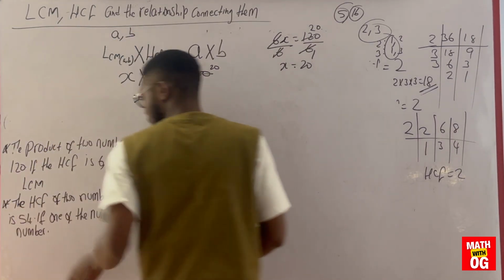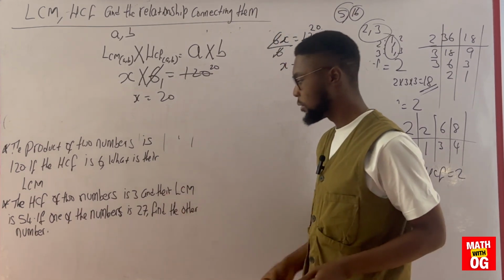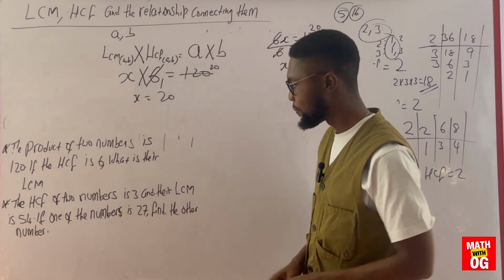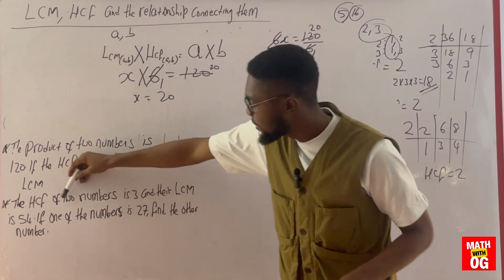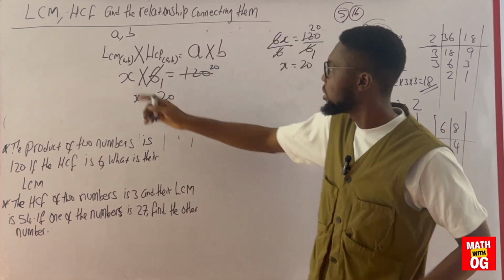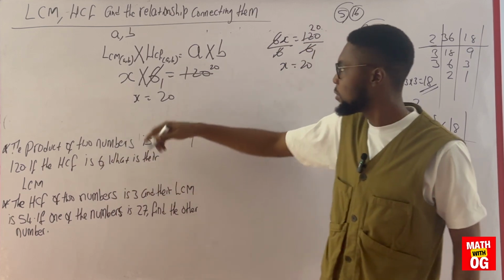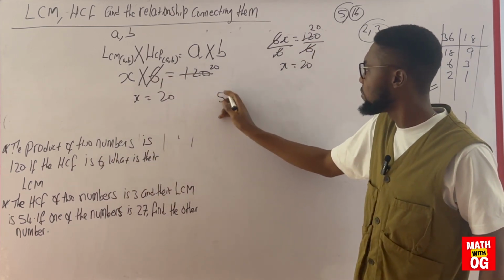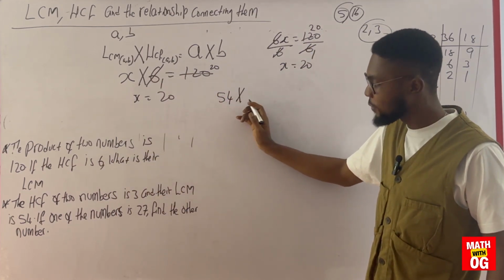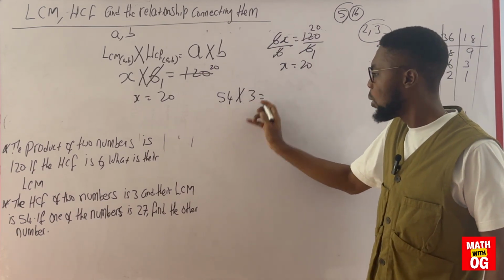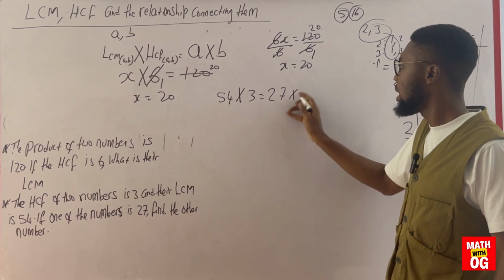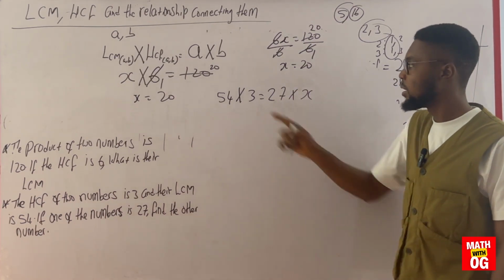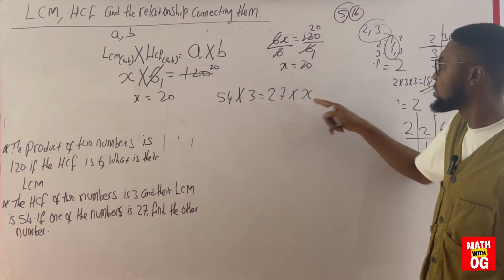Second question, we are told that the HCF of two numbers is 3 and their LCM is 54. If one of the numbers is 27, find the other number. So HCF is 3, LCM is 54. In place of LCM, I can put a 54. In place of HCF, I can put a 3. One of the numbers is 27. The other number, I don't know. Let's call it x. 54 times 3 equals 27 times x.